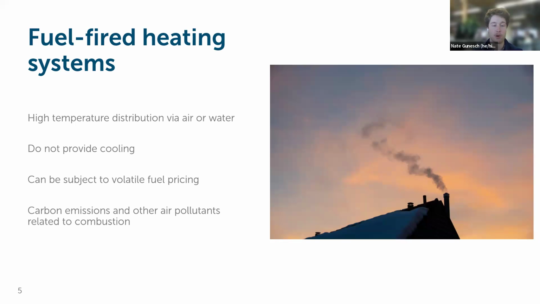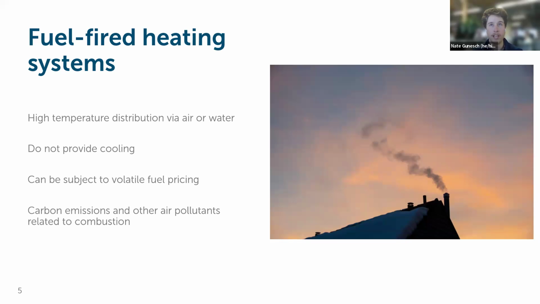Obviously, fuel-fired heating systems don't provide any cooling. They can be, as we've seen a lot recently, subject to volatile fuel pricing. That's one of the characteristics we see when people are thinking about the cons of a traditional fuel-fired heating system. And there are obviously carbon emissions and air pollutants related to combustion as well, as most of the folks on this call are going to be aware of.